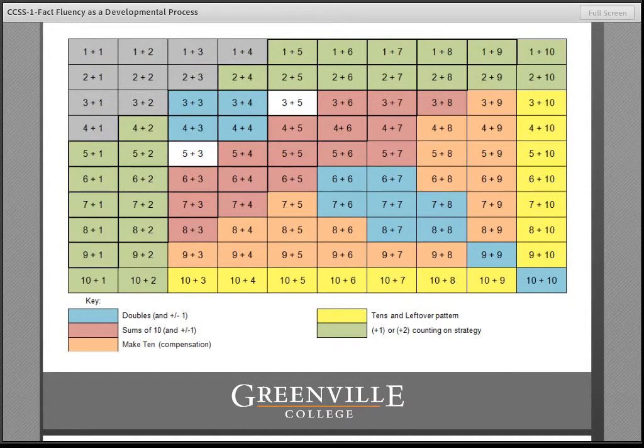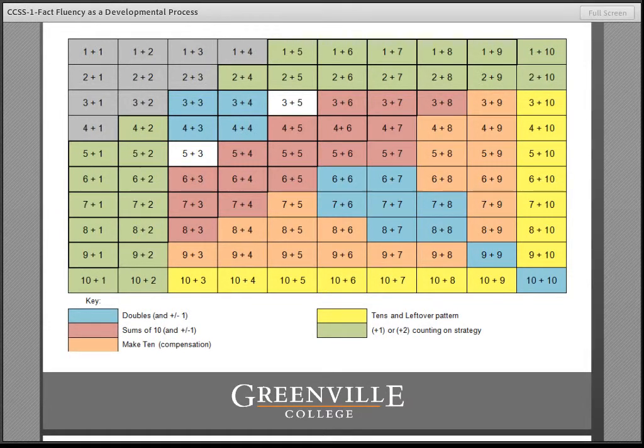Those show the facts that were brought to fluency during kindergarten. And now if you can see it, I have a set of facts that have a slightly darker black line around them, and those are the first grade facts for fluency. Those addition facts and their associated subtraction facts are the ones that you're going to work on.